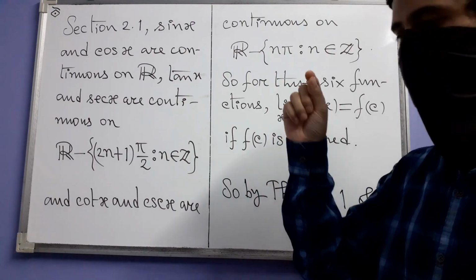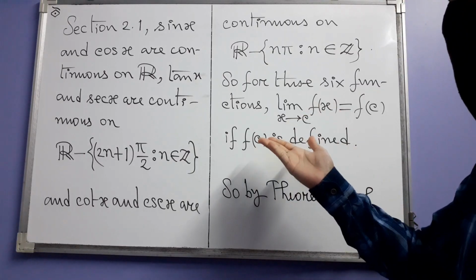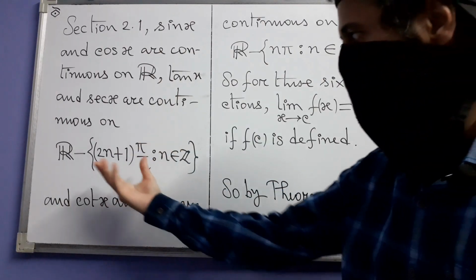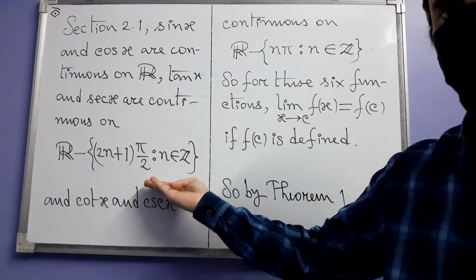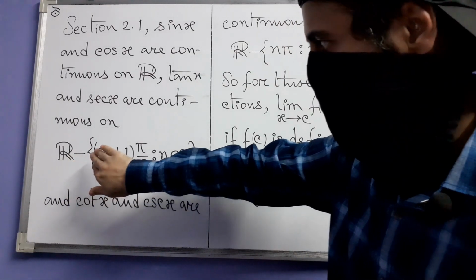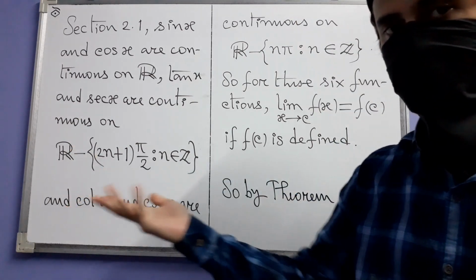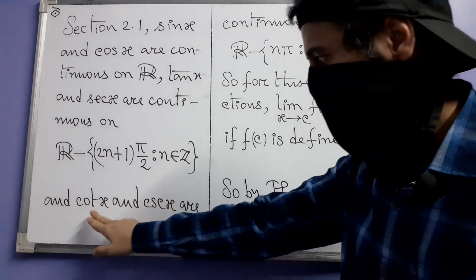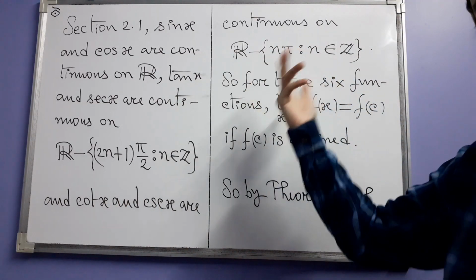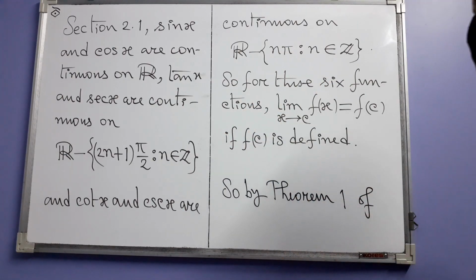If a function is differentiable at a real number, then it's also continuous there. So by this result, sin x and cos x are continuous on R, tan x and secant x are continuous on this set. You do understand this notation, right? This just means that from the set of real numbers, we are removing these real numbers. That's why this minus sign, it's set difference. And cot x and cosecant x are continuous on this set, at every real number other than the real numbers n pi, where n is any integer.